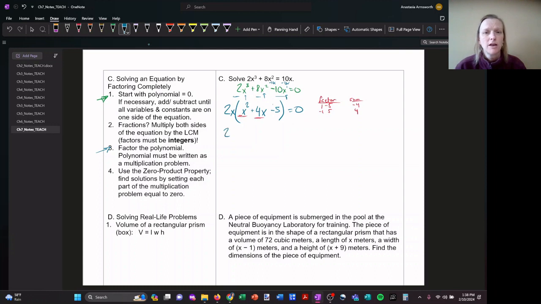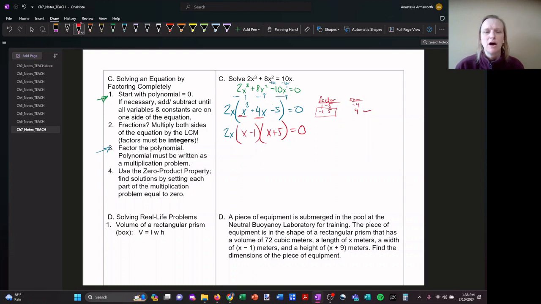So I still have my 2x as my first part of the multiplication problem, but now we've decided that these are the correct factors. So I'll have x minus 1 as one of my parts of the multiplication problem, and x plus 5 as the final part of my multiplication problem. X minus 1 cannot be further factored. X plus 5 cannot be further factored.